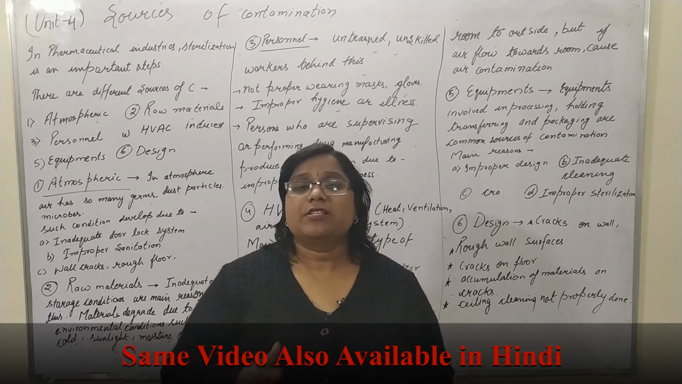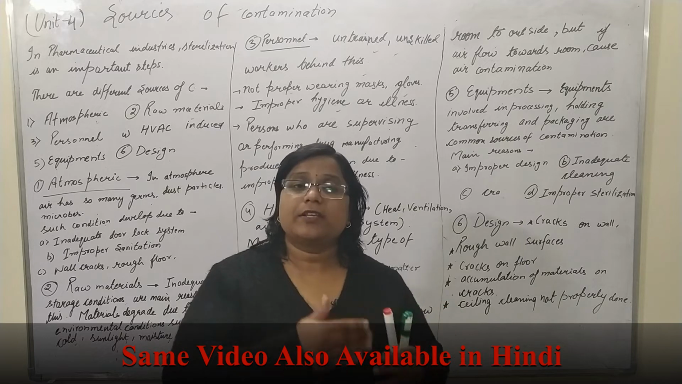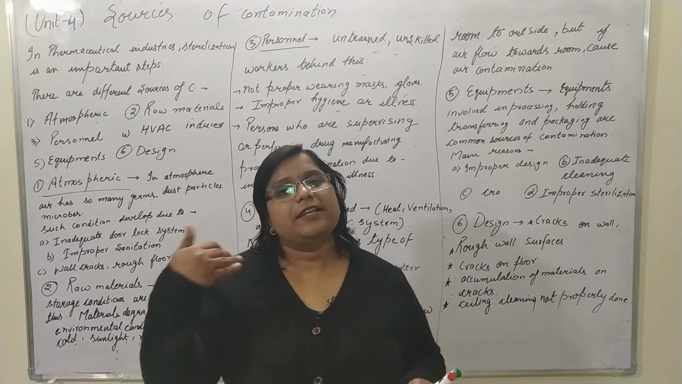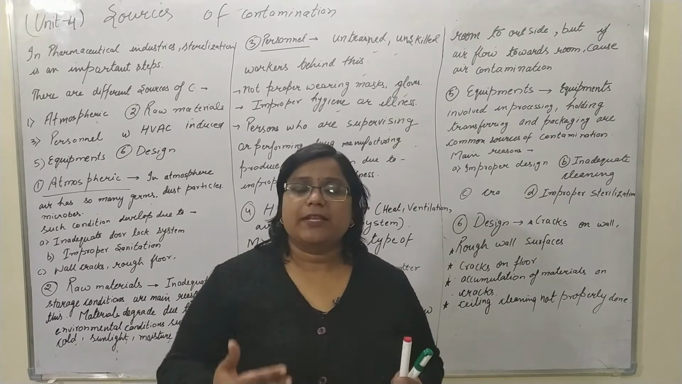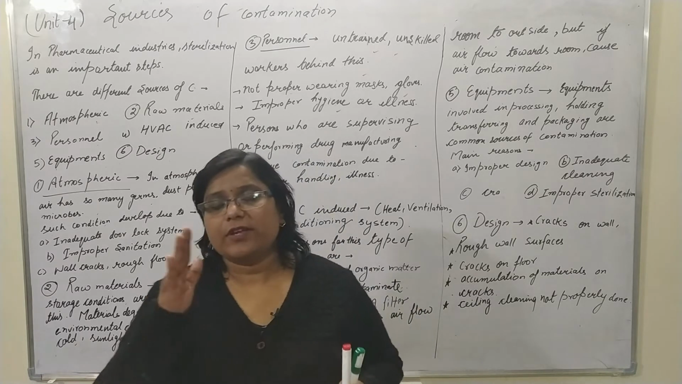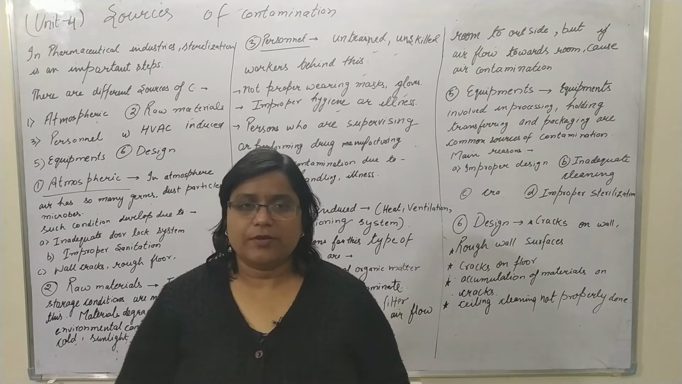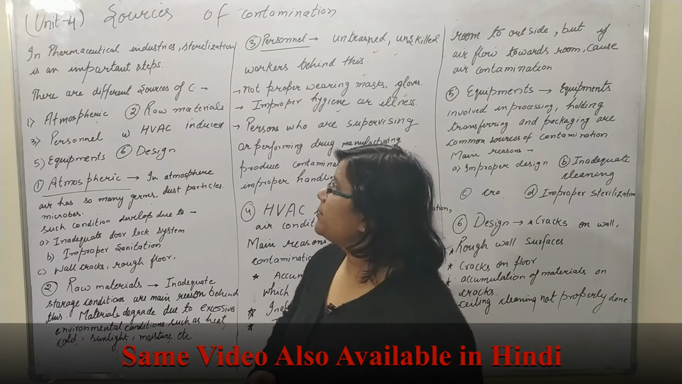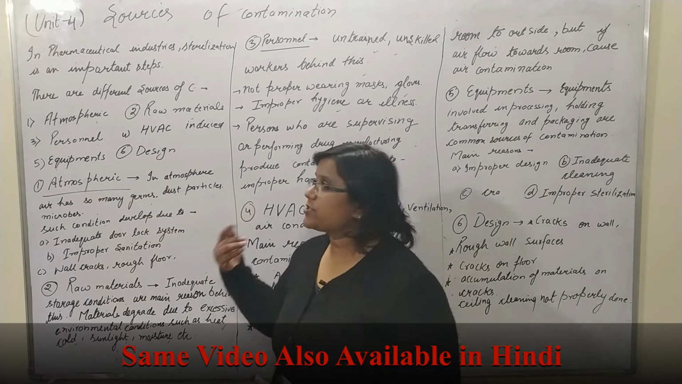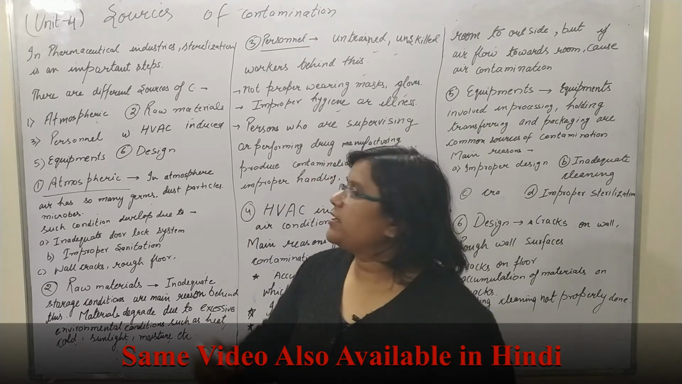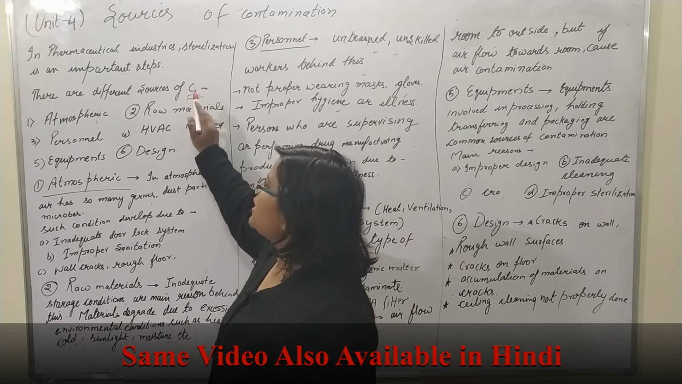Okay, so first we have to see what the sources of contamination are, and in the next lecture we will see the methods of prevention, by which we can stop these contaminations. Now we will discuss the sources of contamination. There are different sources of contamination. Here I have represented the C for contamination.